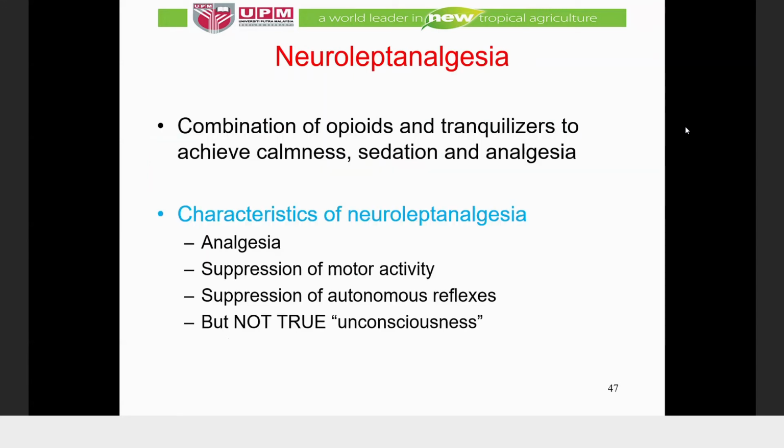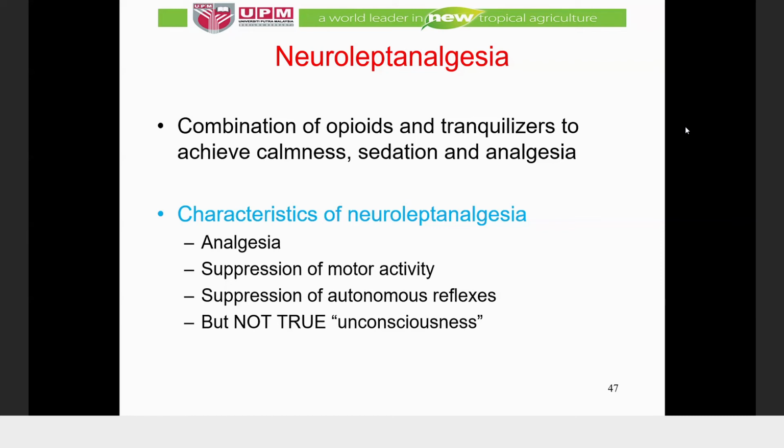All right. So this is the last part of our lecture, neuroleptalgia. Neuroleptalgia is a combination of opiates and tranquilizers. We already have tranquilizers like phenothiazine and benzodiazepines. The opiates we have just covered include morphine, fentanyl, pethidine, and a few others. Combined with tranquilizers, they achieve the main effects: calmness, sedation, and analgesia.